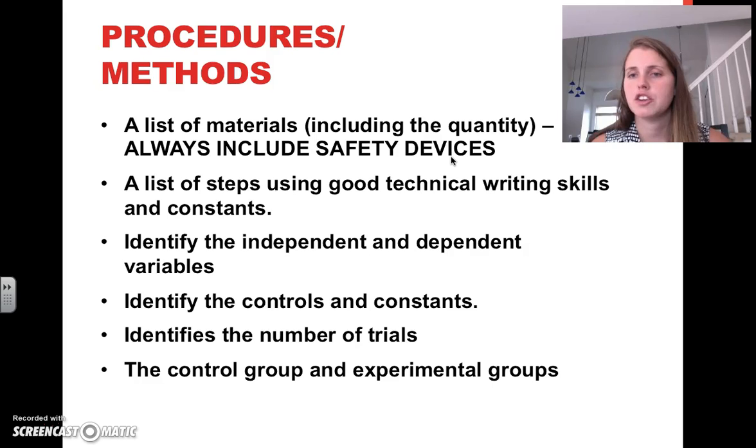You want them to be in good technical writing, like using your good technical writing skills, because if someone else tries to do the same experiment, they need to be able to follow your steps, which means it needs to make sense. You want to identify your independent and dependent variables so people are very well aware of what you're testing in your experiment. You also want to identify any controls, control groups, or constants that you have.